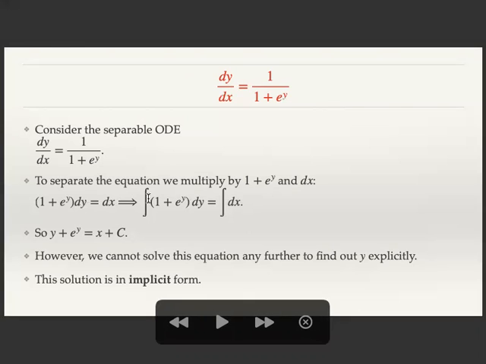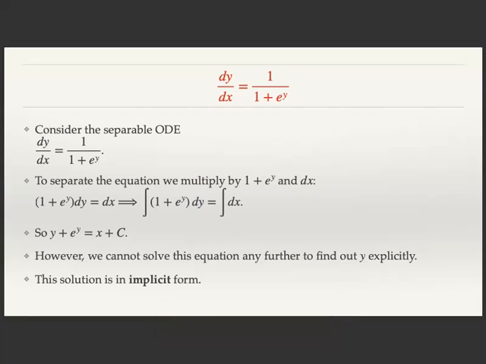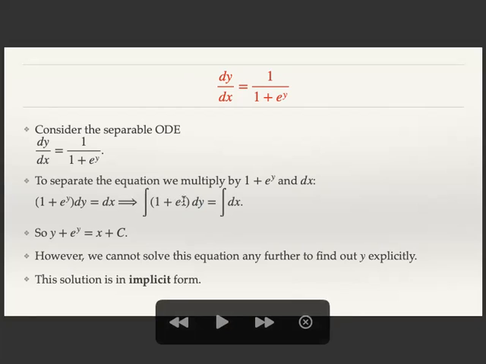So the integral of 1 plus e to the y dy, it's important that it's integral dy here, because we don't know what the integral of 1 plus e to the y dx would have been. We just know what the integral of 1 plus e to the y dy is. So this is y plus e to the y, right? The integral of 1 is y. The integral of e to the y is itself. And the integral of 1 is x.